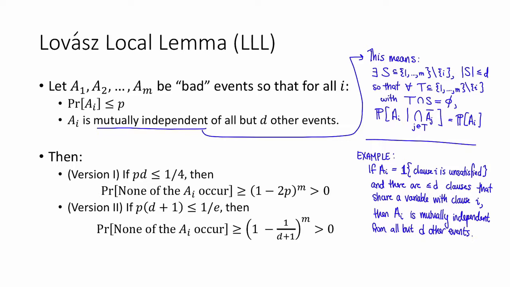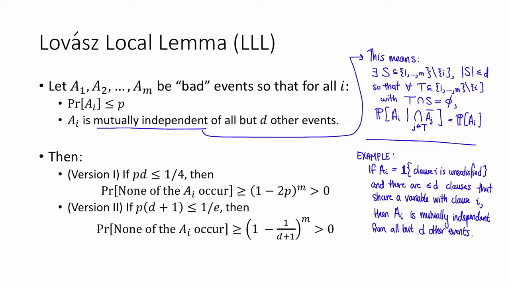Actually, there are two versions that we'll list here. There are even more versions. We might see another one in class. Version 1 says that if p times d is less than or equal to 1/4, then the probability that none of the A_i occur is greater than or equal to 1 minus 2p, to the m, which in particular is strictly greater than 0. Version 2 is similar.